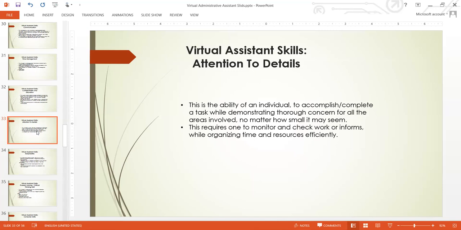You might send a follow-up response or reply that can cause serious havoc to your organization. So that's why there is a need for you to have this attention to detail. So this requires one to monitor and check work or information while organizing time and resources effectively. So if there is a need for one to look at your work for thoroughness, then you have to do that.